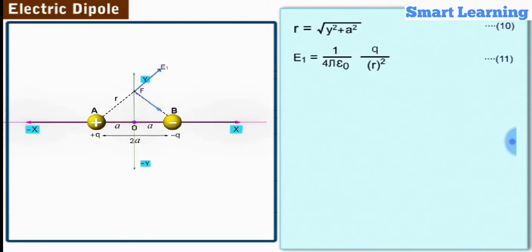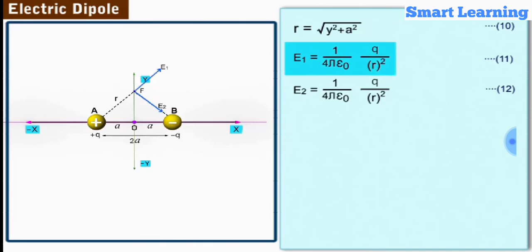Similarly, the negative charge creates an electric field of magnitude E2 is equal to 1 by 4 pi epsilon naught q by r square. Let us label it as equation 12. Electric field strength E2 is directed towards the negative charge and acts along the line joining the point F and the charge minus q as shown.